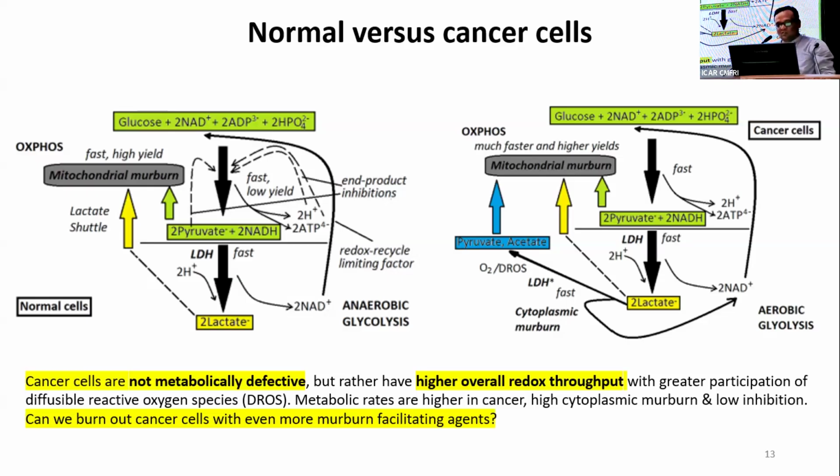So now, metabolic rates are higher in cancer, ROS is higher in cancer, which can support Murburn-based conversion. High cytoplasmic Murburn is there. And I hope there is a way we can discover where we can burn out cancer cells using Murburn principles and kill them rather than allowing them to proliferate.